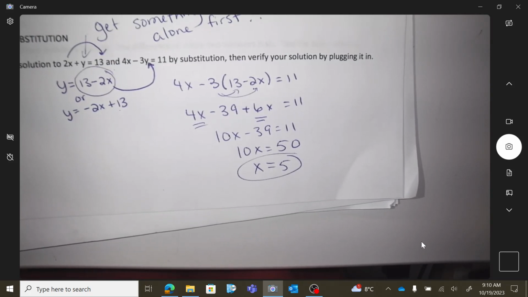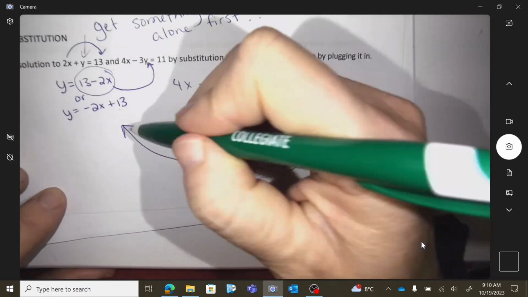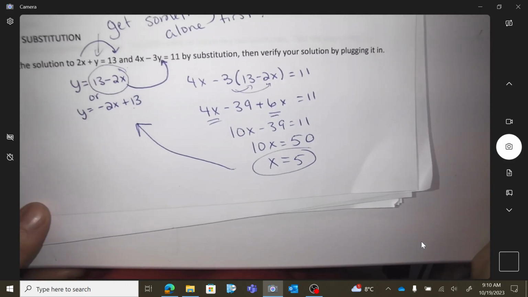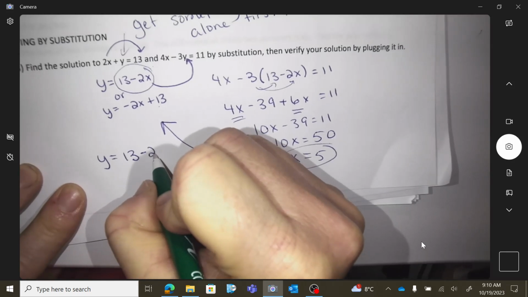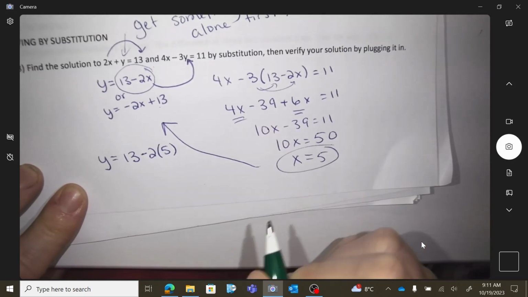So now, when you're done that, remember you're going to have to go figure out the y now. So go back. So y equals 13 subtract 2 of those x's.